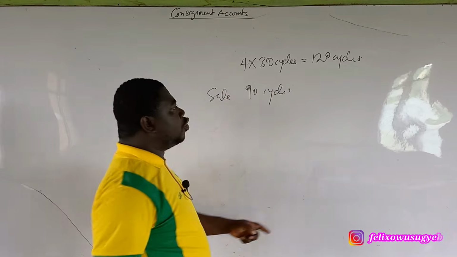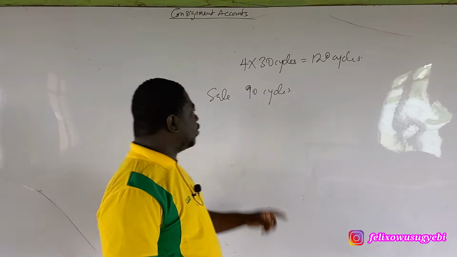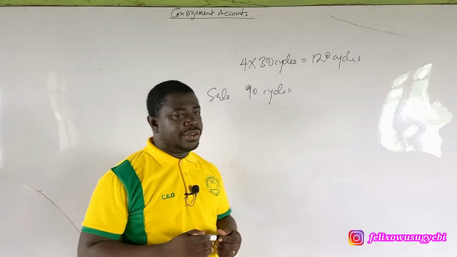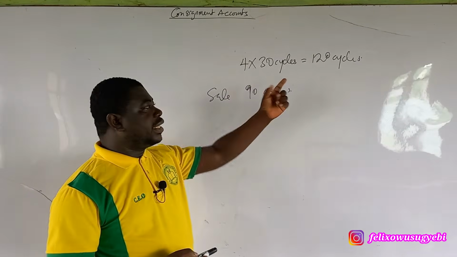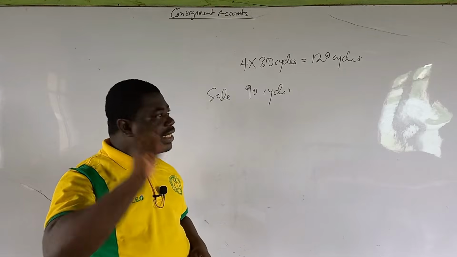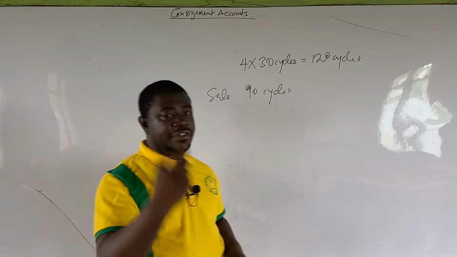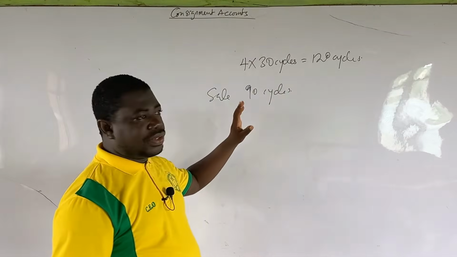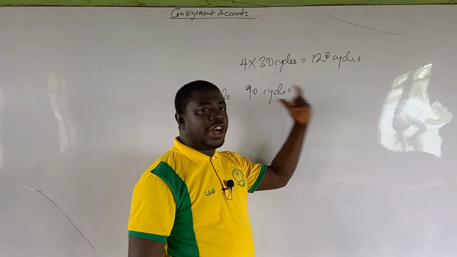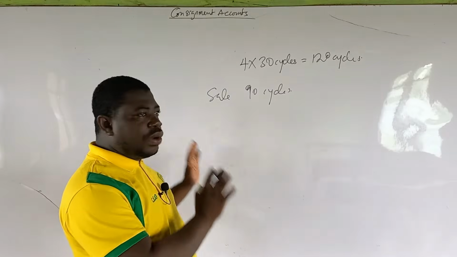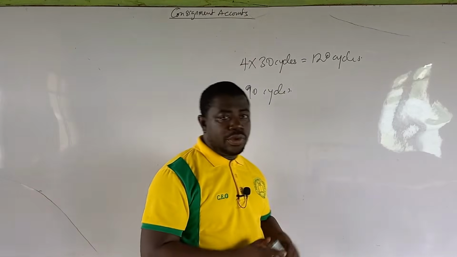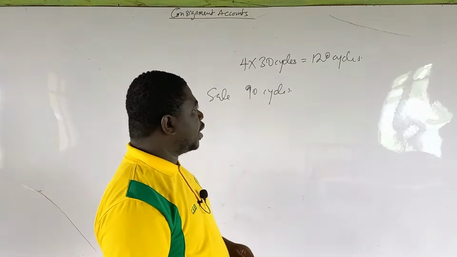Now, if you consigned 120 cycles and 90 were sold by the end of the quarter, then it means that 30 is remaining. And the 30 cycles is the closing inventory. But then we need to put a value on it because the 30 cycles is just in units. So we are going to value the closing inventory, and when we get to that side, I'm going to teach you very carefully.